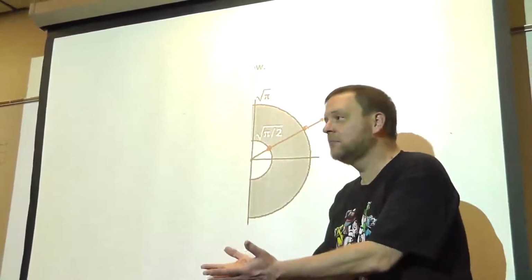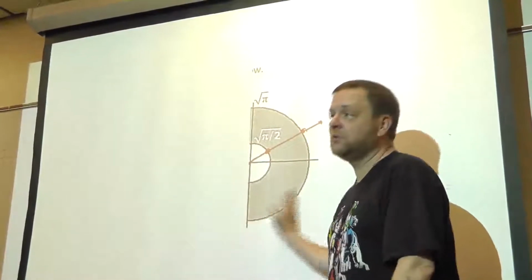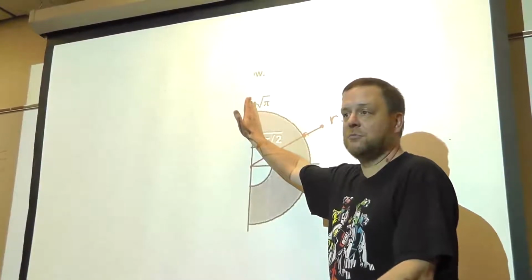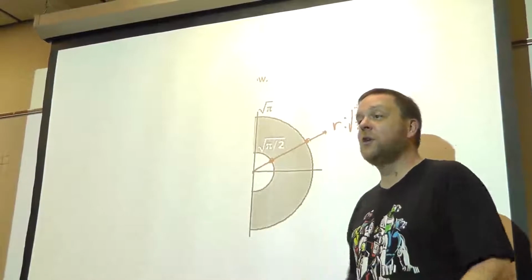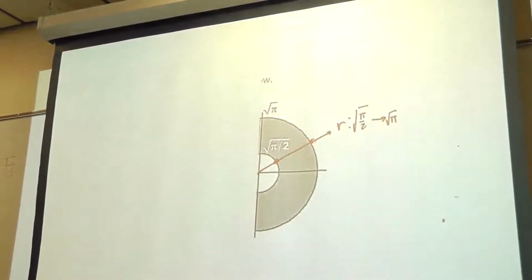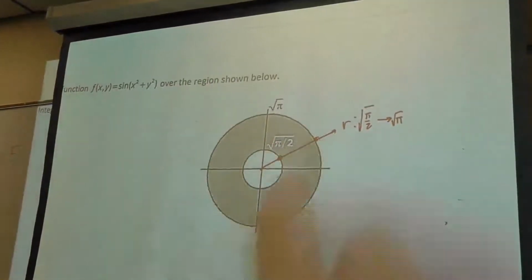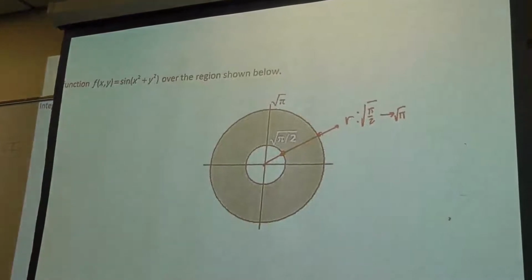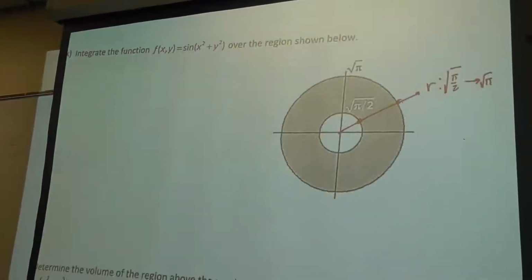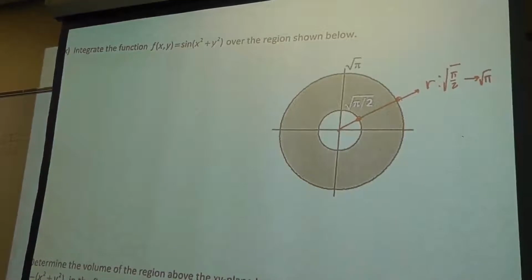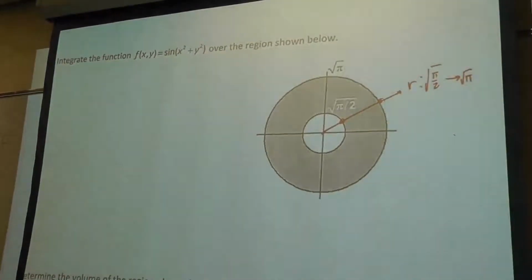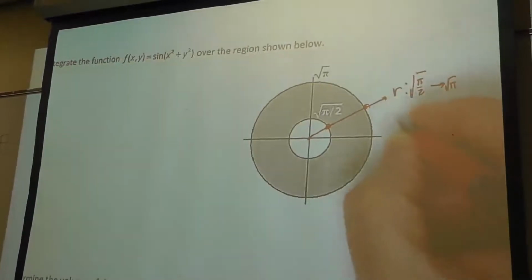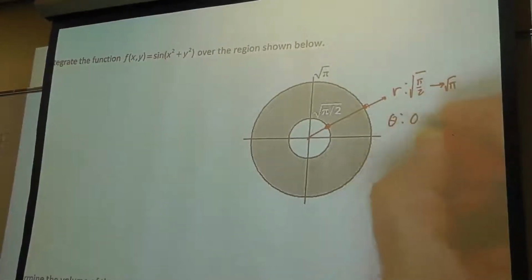Or you could go from 3 pi over 2 to 5 pi over 2. Doesn't matter. As long as it's an increasing direction or an increasing value range for your theta variable, that's the main thing. Since this is the full donut, torus, whatever you want to call it. No, this is actually just a donut. Tori are 3-dimensional. So r goes from root pi over 2 to root pi, and theta goes from 0 to 2 pi.